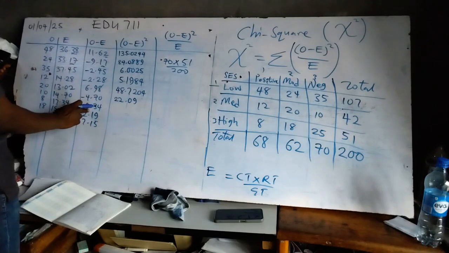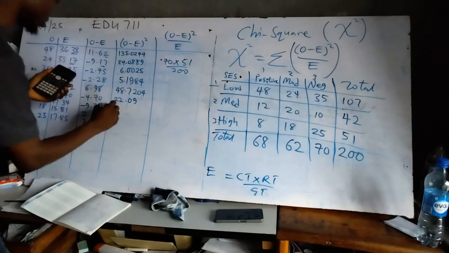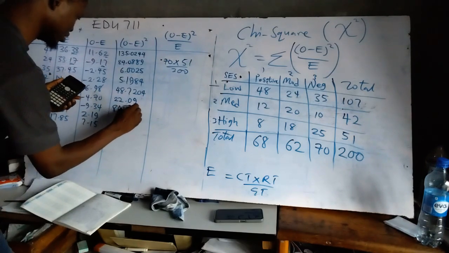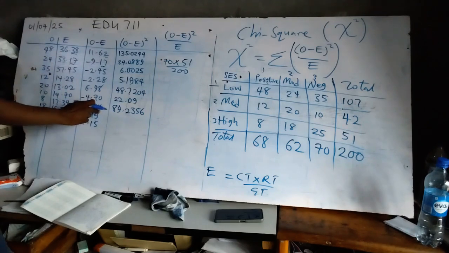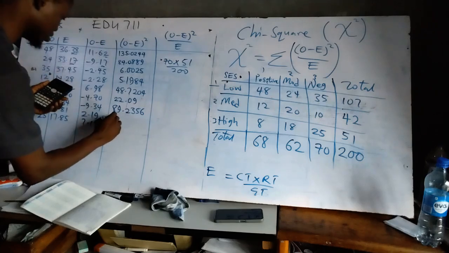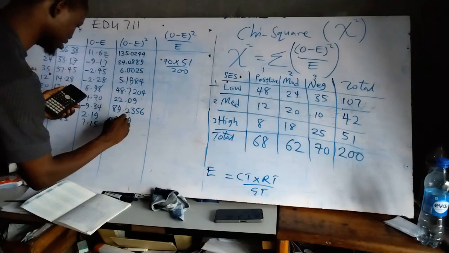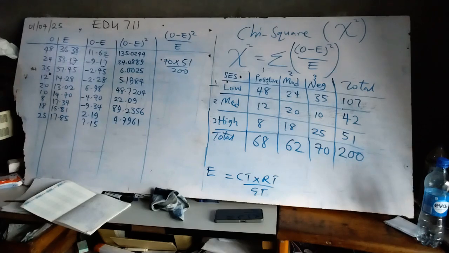So then 9.34 squared, it must end with 6. That's 87.2356. 2.19 squared. This is 9 raised to power 2, 81. It must end with 1. So that is 4.7961. And this must end with 5.